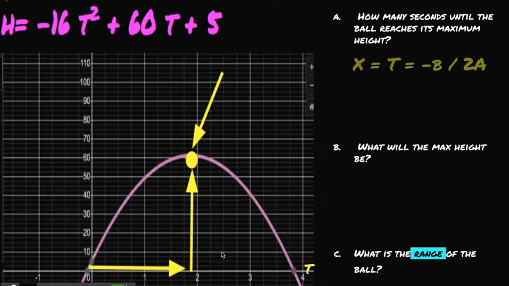Remember, x is equal to the opposite of b, where b is 60, over 2a, where a is negative 16. So we'll do the opposite of 60, or negative 60, all over twice the a term, or 2 times negative 16. We go to our calculator and figure out that this is 1.875 seconds along the horizontal, which is usually the x, but in our word problem, it's the t axis. So 1.875 seconds until that ball reaches its maximum height.